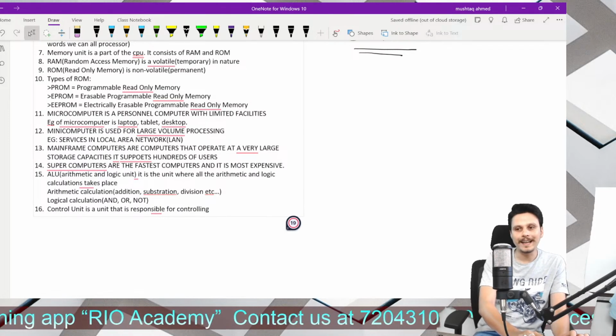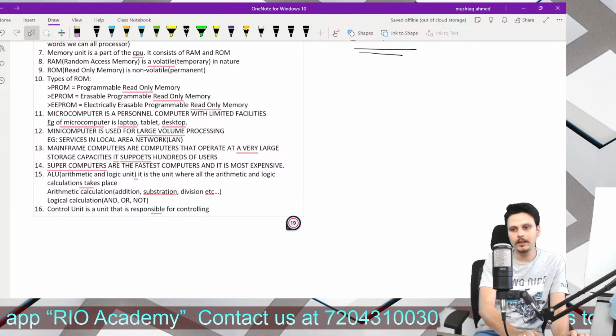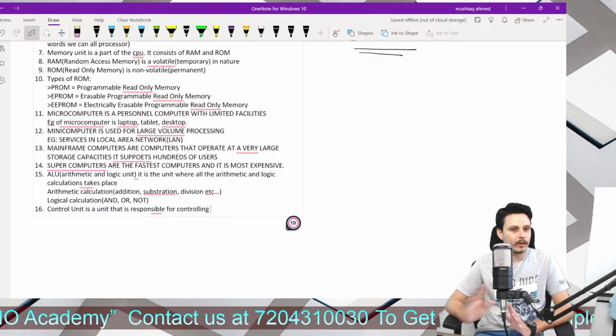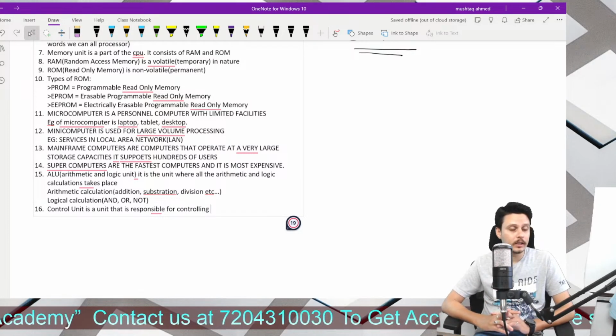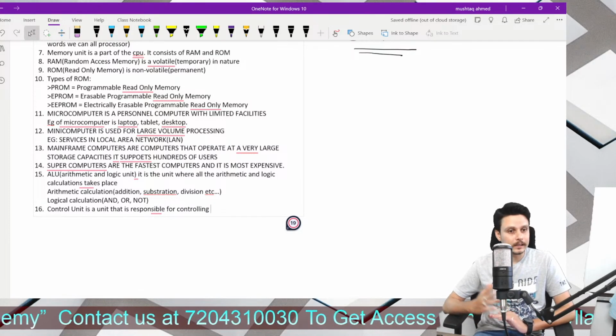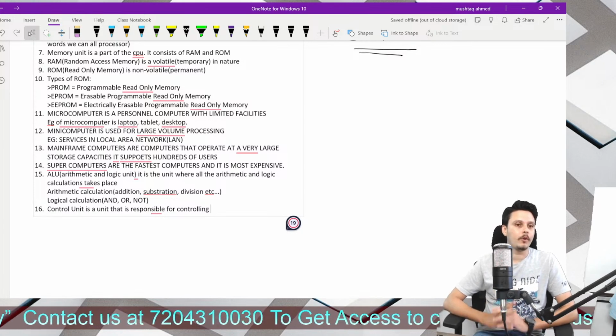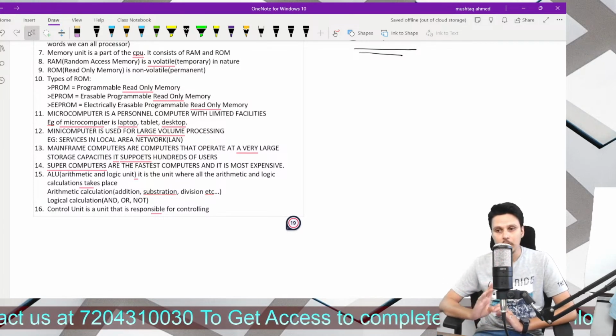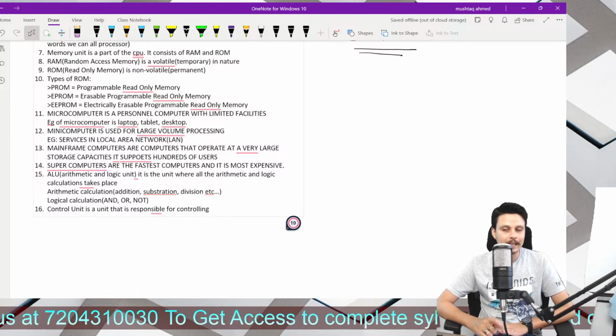It controls the activities of the system. You can write it as it controls. Control unit means it controls the activities of the system. It controls the transfer of data within the system, or it controls the transfer of data from one unit to another unit.